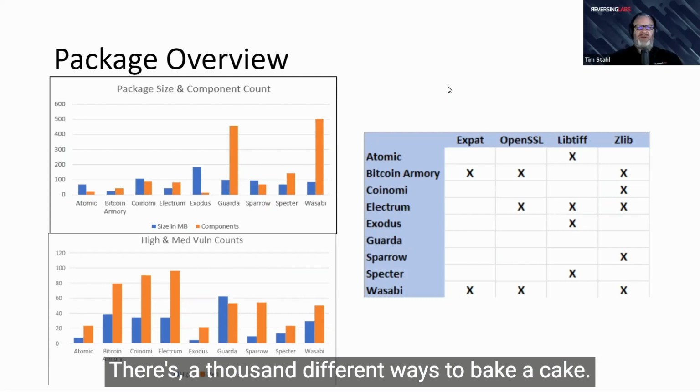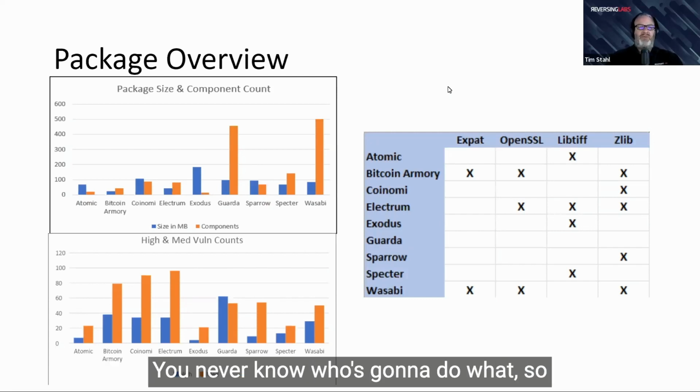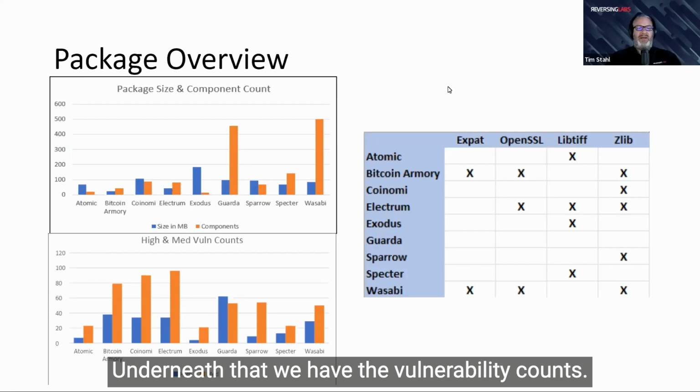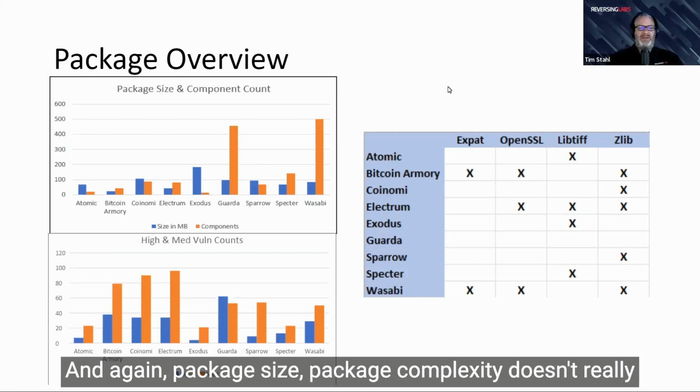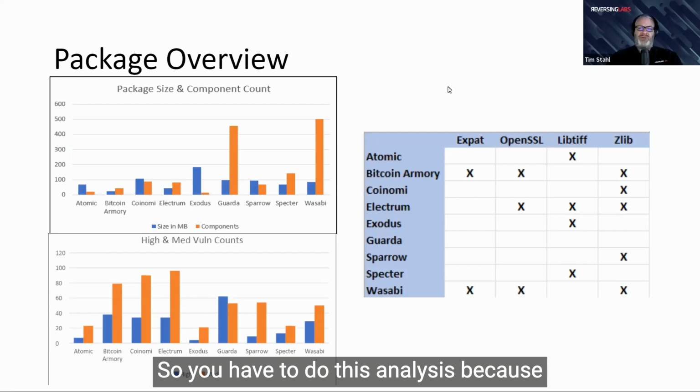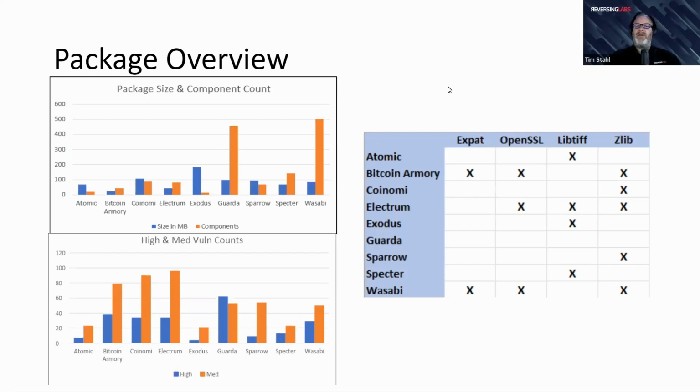There's 1,000 different ways to bake a cake. You never know who's going to do what. So you can't say small package, lower risk. That doesn't always equate. Underneath that, we have the vulnerability counts. And again, package size and package complexity don't really dictate how many vulnerabilities and how many issues there may be. So you have to do this analysis because you just never know what you're going to see.